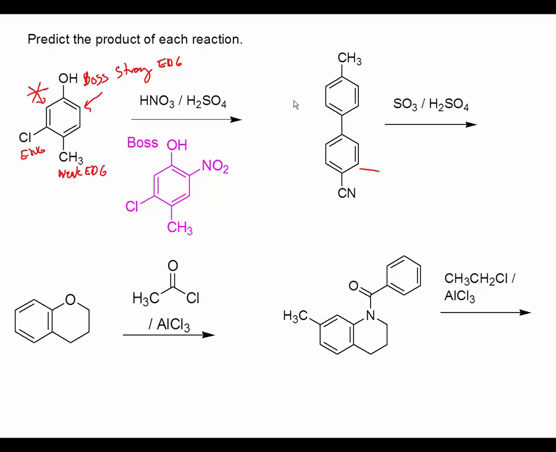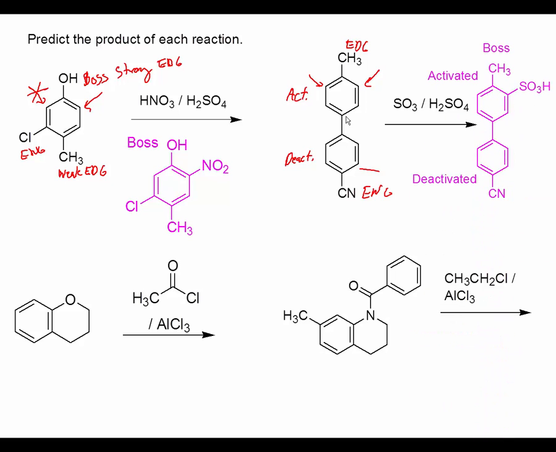Here we have two rings. This one at the top is activated because it's got an EDG on it, and this one is deactivated because it has an EWG. Okay, and this sulfonation reaction is expected to put something ortho to that. Para position is blocked, and the alkyl group is usually a stronger electron donor than a benzene ring is. Okay, and this is the expected product.